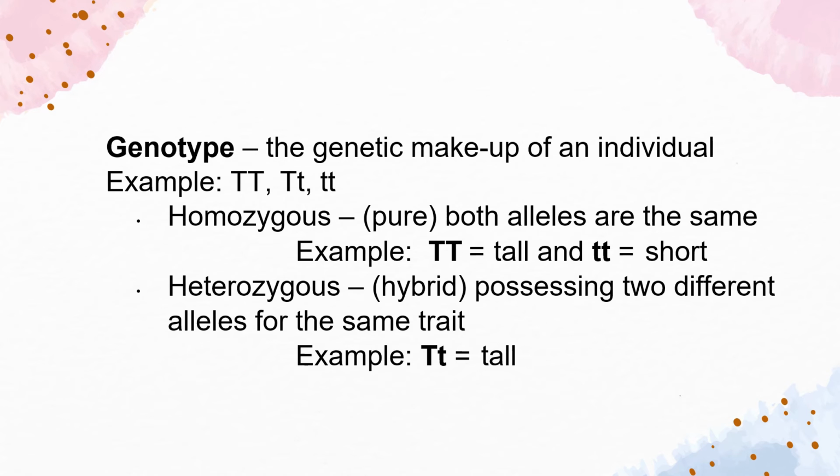Genotype, on the other hand, is the genetic makeup of an individual. Homozygous or pure, both alleles are the same. Heterozygous or hybrid, possessing two different alleles for the same trait.